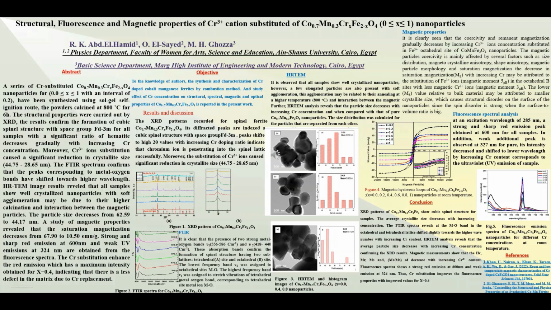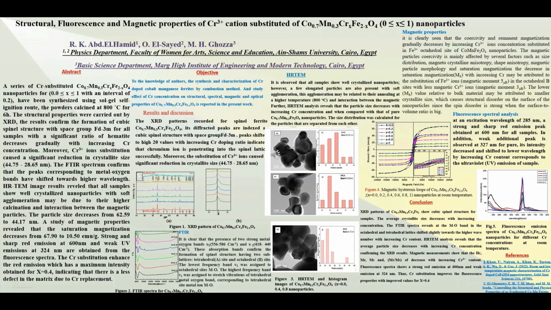From the XRD results, we found that the cubic spinel structure with space group Fd3m was formed for all samples with a significant ratio of hematite, which decreased gradually by increasing chromium concentration. Moreover, the chromium ion substitution caused a significant reduction in crystallite size from 44.75 to 28.65 nanometers.